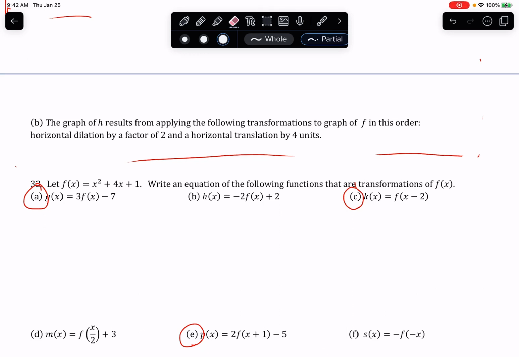Hey, this is Mrs. Davis, and I promised to work out a couple of the problems that we didn't have time to go over in class. So this is lesson 112, and we're on homework problem, let's see, we're doing 32B.